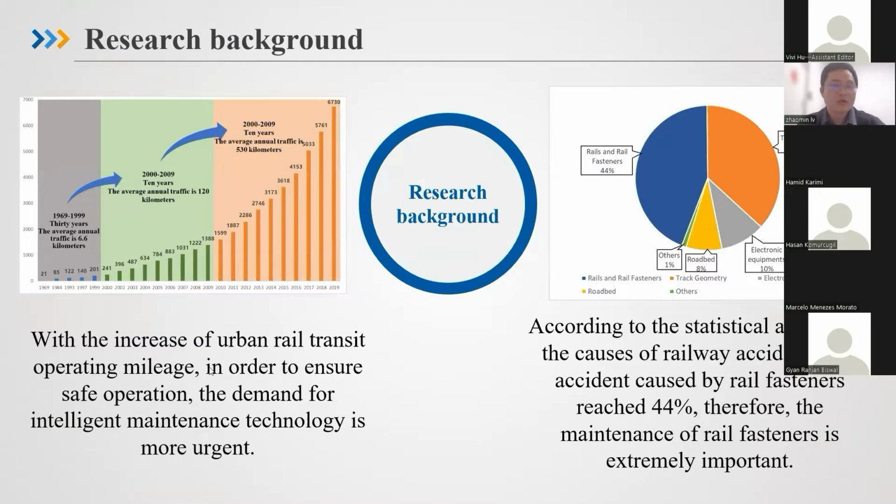With the increase of urban railway transit operating miles, in order to ensure safe operation, the demand for intelligent maintenance technology is more urgent. According to the statistical analysis of the causes of railway accidents, the accidents caused by the railway fastener account for 44%. Therefore, the maintenance of railway fasteners is extremely important.